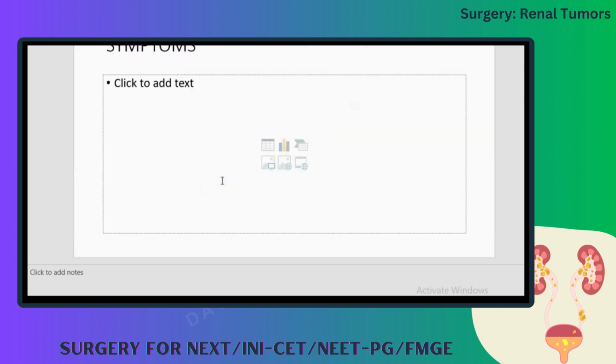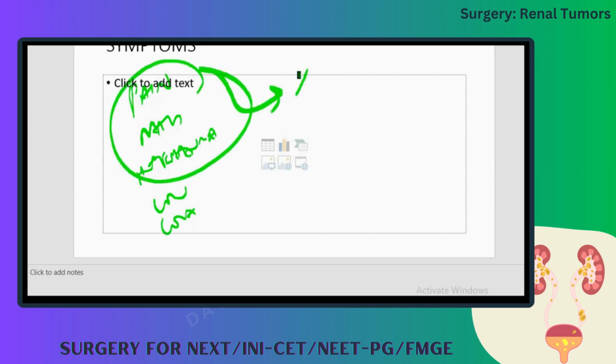So what are the symptoms? Tell me the symptoms. Pain, hematuria, loss of weight, flank mass. Pain is okay. Hematuria is okay. Mass is okay. Loss of weight, loss of appetite is okay. These 3 things, pain, mass, and hematuria, are a triad. What is this triad known as?